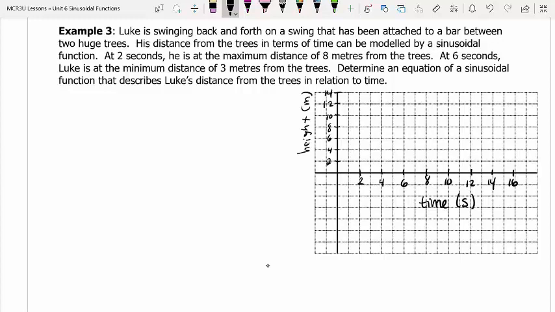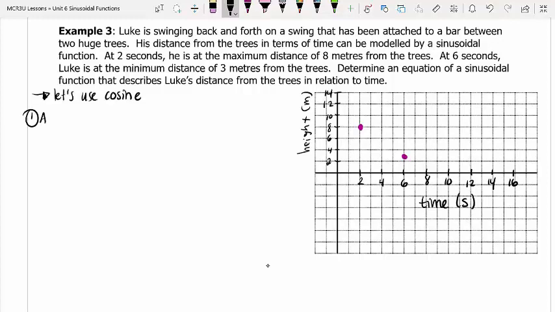So we're given 2 points. We're told that the maximum point is at (2, 8), and we're told that the minimum point is at (6, 3). With those 2 points, we can actually find everything that we need to come up with the equation. Because we're given a maximum as our starting point, let's use the cosine function to develop an equation. So let's start finding our key points.